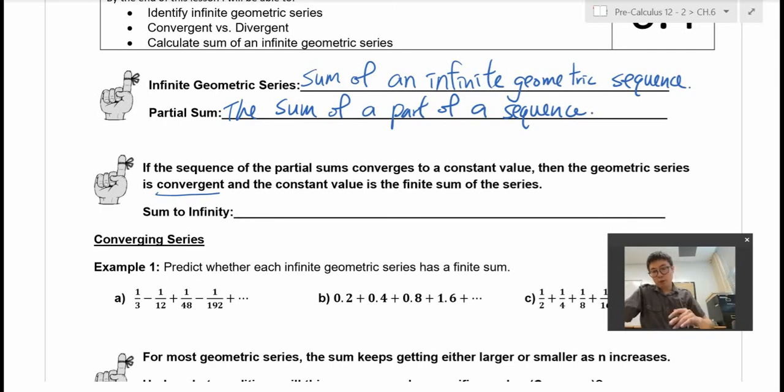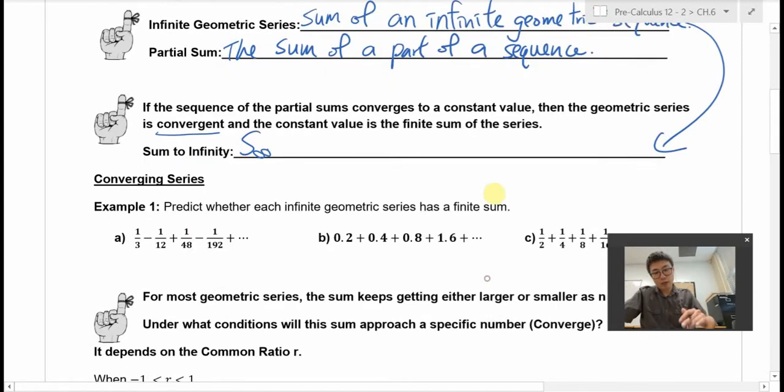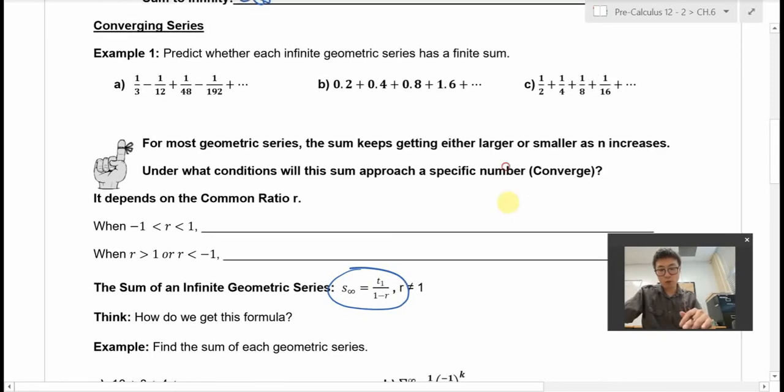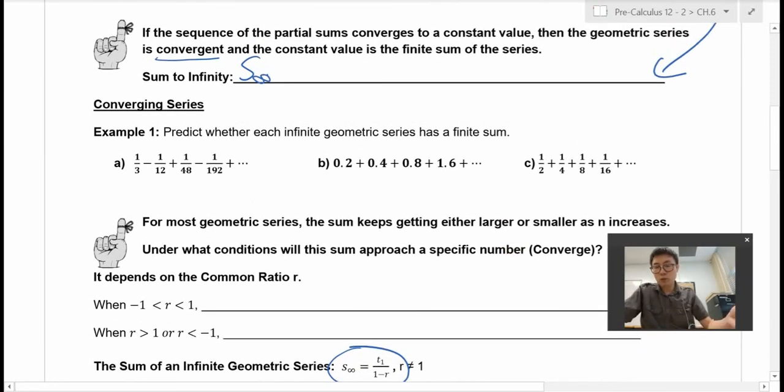So sum to infinity just means that we keep adding forever. You just keep adding, and we use sum to infinity as infinity. That is the sum to infinity, and there is a formula for this. It is right here: sum to infinity is t1 over 1 minus r. We'll look into that in a second. Again, sum to infinity just means that you keep adding forever.